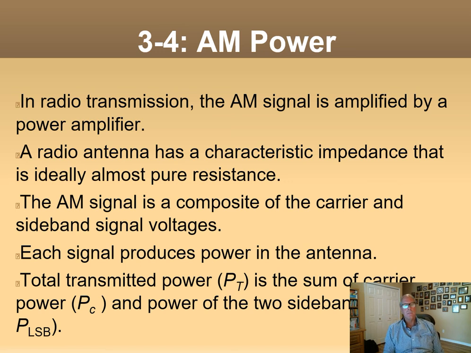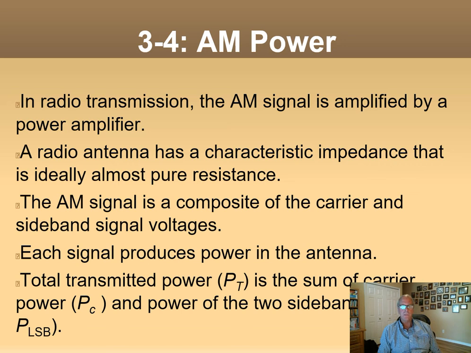Okay, so as I mentioned earlier, there are three sine waves that come out of the antenna. An AM antenna is going to emit the carrier and the two sidebands. The total power is the total power of all of those. So it's the carrier and the two sidebands. Each signal produces power in the antenna, and the signal is the composite of all of those sine waves.